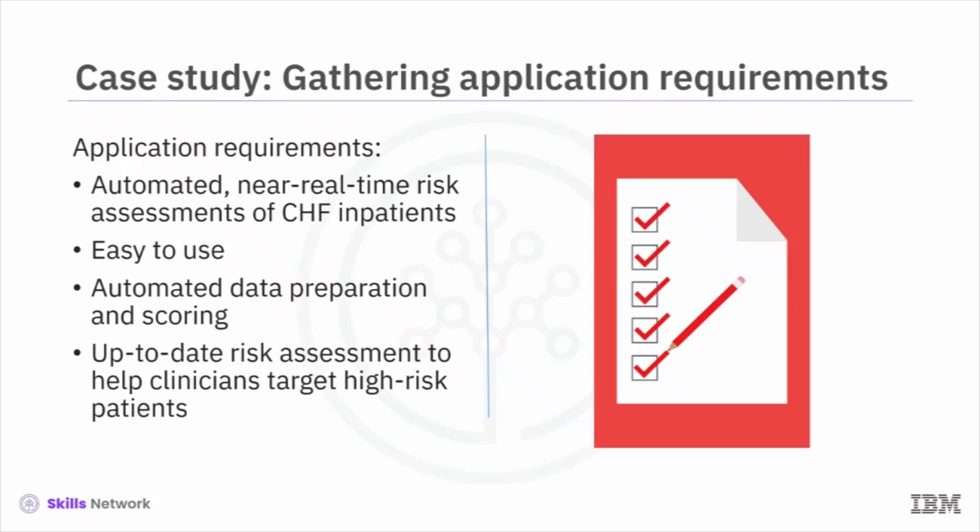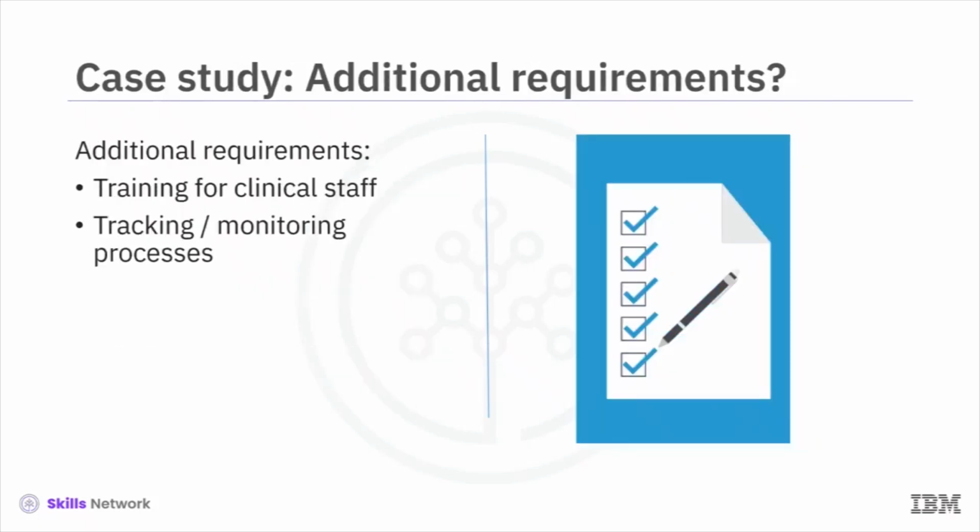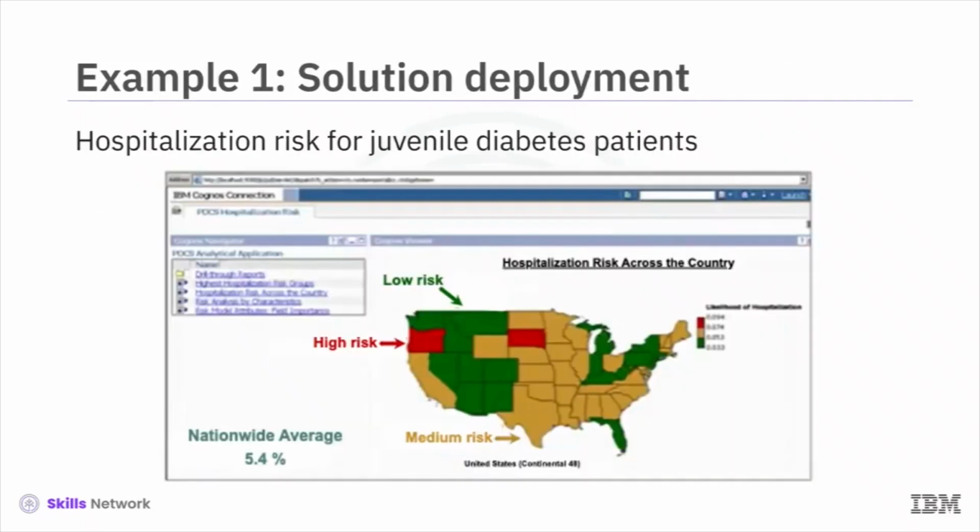As part of solution deployment, the intervention team would develop and deliver training for the clinical staff. Also, processes for tracking and monitoring patients receiving the intervention would have to be developed in collaboration with IT developers and database administrators so that the results could go through the feedback stage and the model could be refined over time. This map is an example of a solution deployed through a Cognos application.